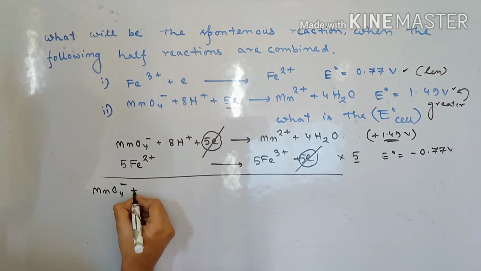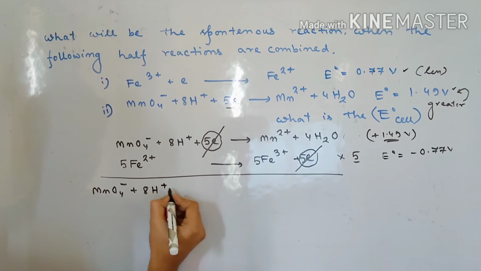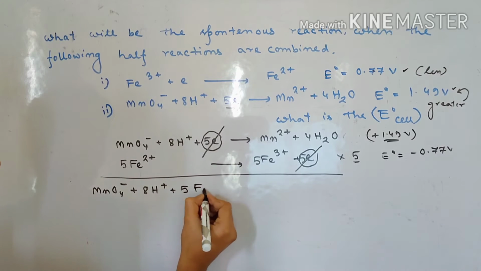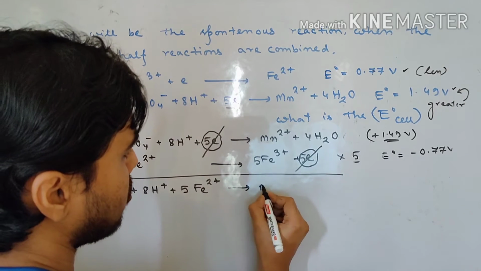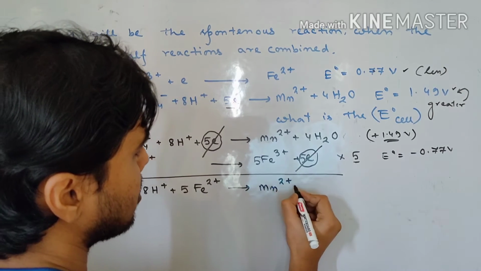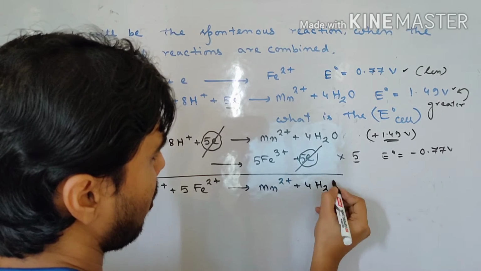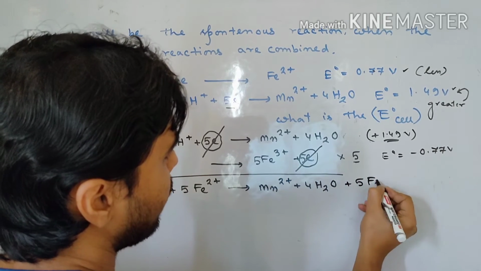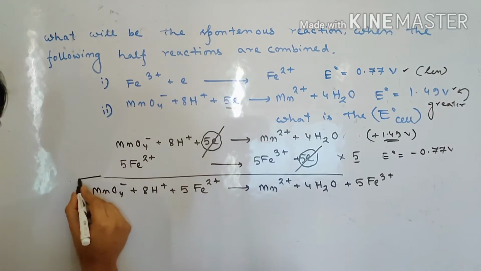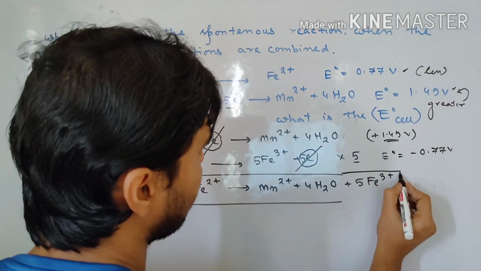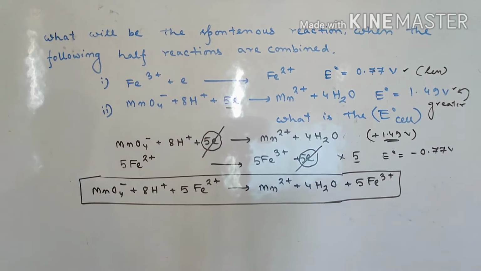MnO4 minus plus 8H plus plus 5 Fe2 plus giving rise to Mn2 plus plus 4H2O plus 5 Fe3 plus. This is the spontaneous reaction, the answer which we were looking for. I hope you have understood the process. Next, we have to find out the E cell.